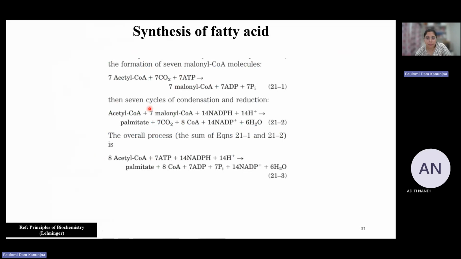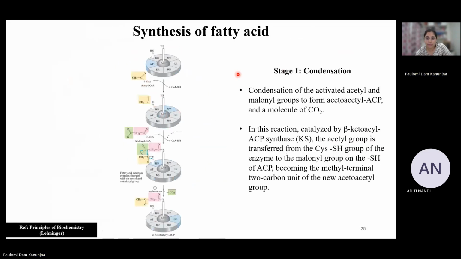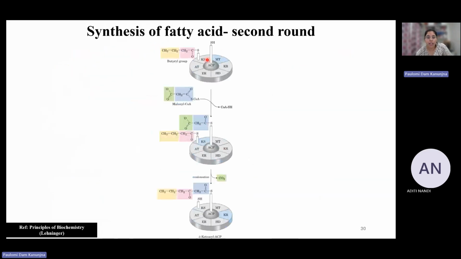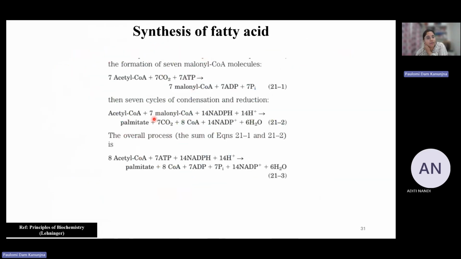So you have ATP which is being converted to ADP and Pi, right? Now, this is the formation of several malonyl coenzyme molecules. This is the first step here. Now, once you have malonyl coenzyme A and coenzyme A, this together will give you palmitate. So you have 1 acetyl and 7 malonyl coming together to give you palmitate.